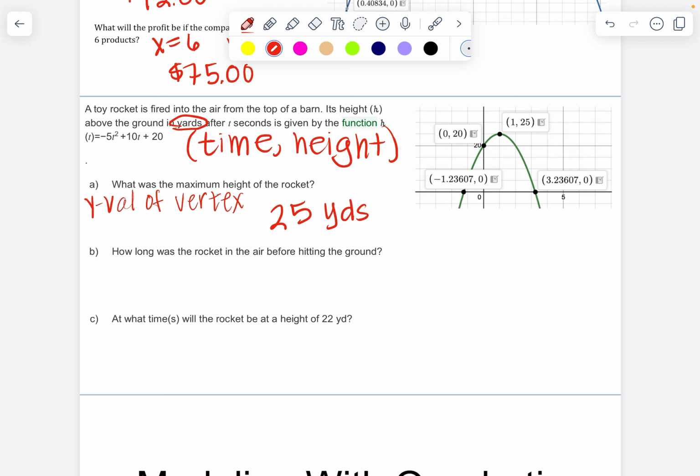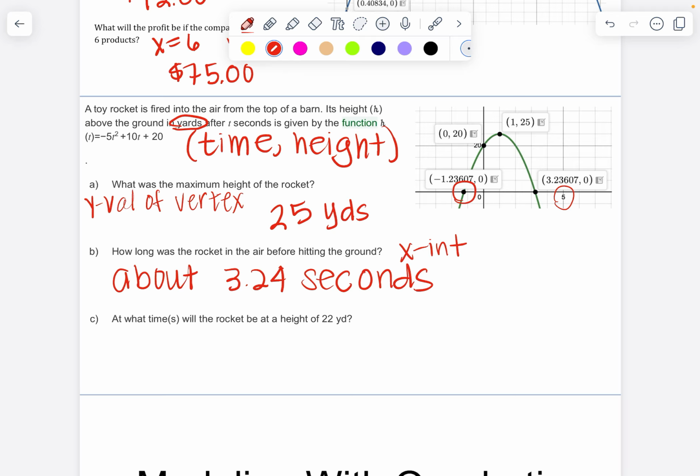How long is a rocket in the air before hitting the ground? Again, those are the x-intercepts. So either negative 1.23, which doesn't make sense, or this 3.23607. I'm going to round that and say about 3.24 seconds.